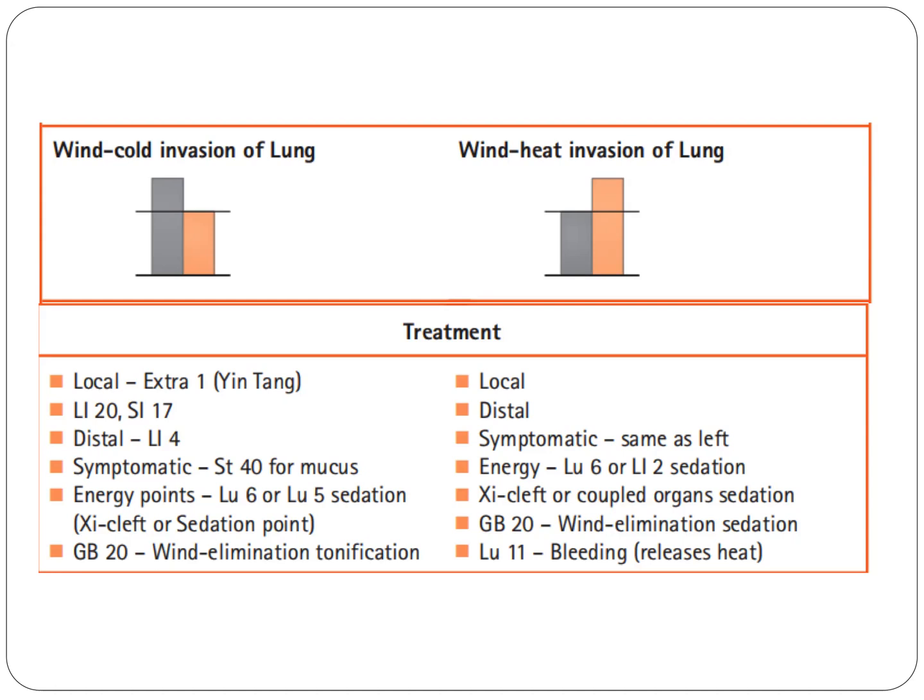Now, in wind heat invasion of lung, treatment are the following. Local, distal, symptomatic, same as before. Then energy, Lung 6 or LI2 sedation, Shickliff or coupled organ sedation, GB20, wind elimination sedation, and Lung 11, bleeding releases heat.